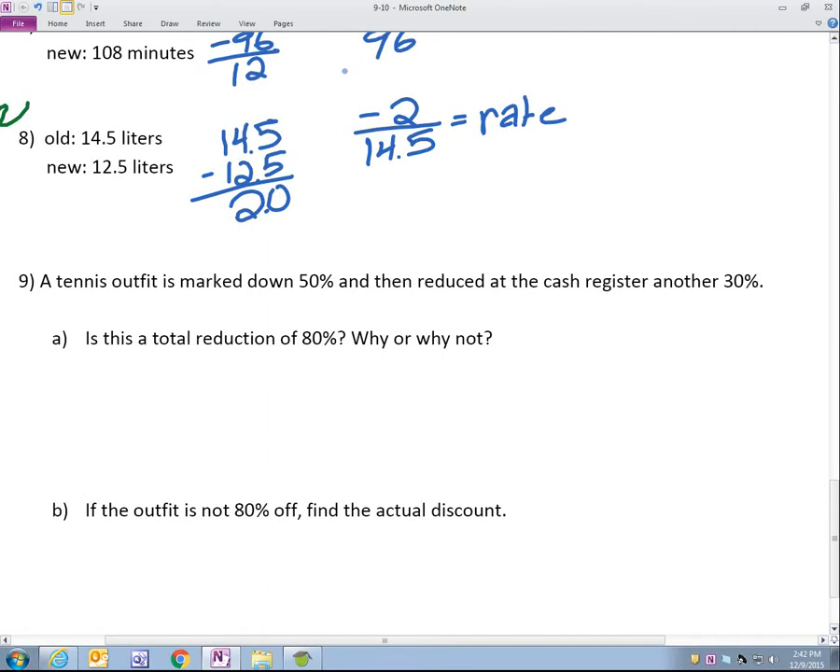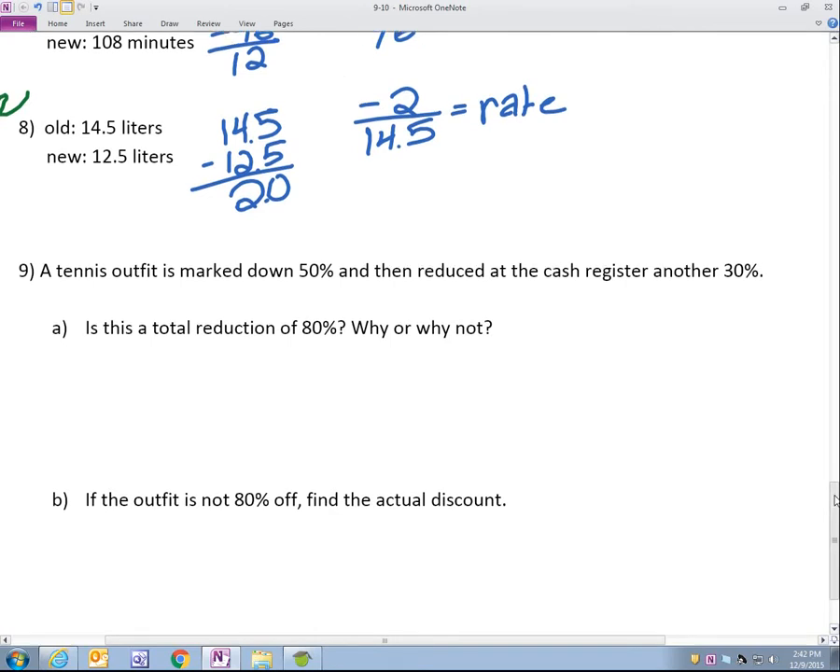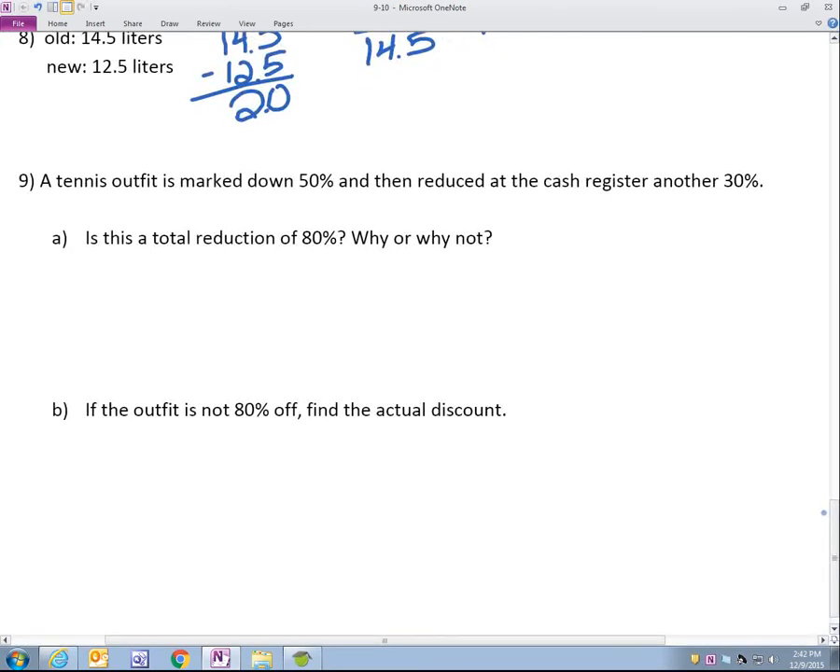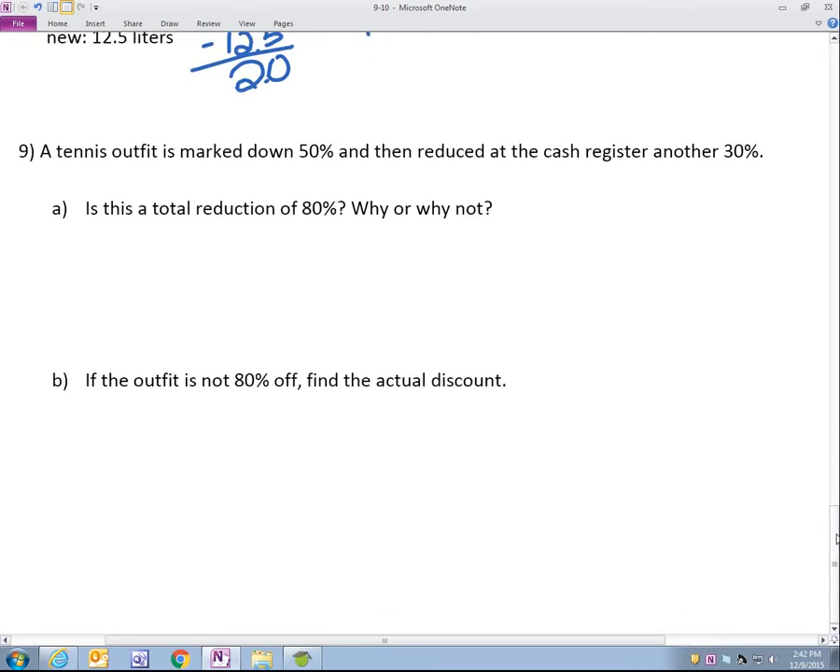A tennis outfit is marked down 50% and then reduced at the cash register for another 30%. Is this total reduction 80%? Why or why not? Can we stop tapping your pencil? Why not? I haven't heard from you. No, because I tested both of them out with a random number. Good. Okay, so one said no because someone worked ahead and tested them out. Webb? Will it be? It'll be 80%. Okay, you think it would be.